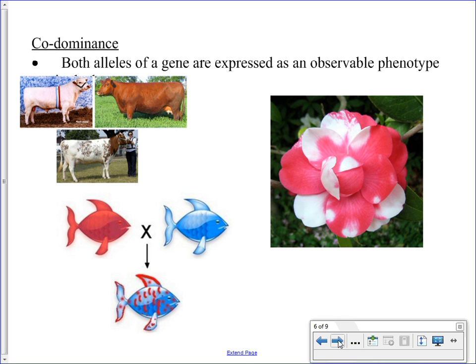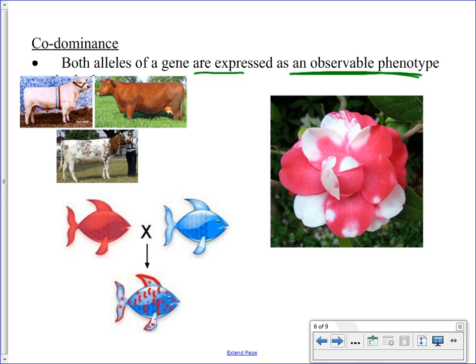You don't have their individual traits blended together. That would be incomplete dominance. Instead, you have each one individually contributing their own part. So that's what we see with codominance in terms of genes: both alleles of a gene are expressed as an observable phenotype. Let's take a look at a few examples here.